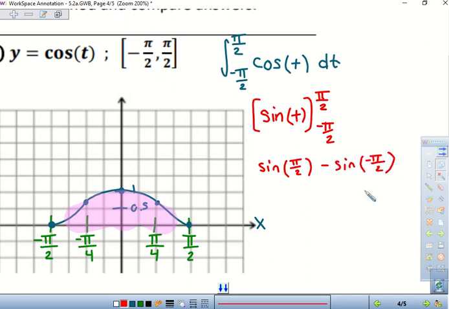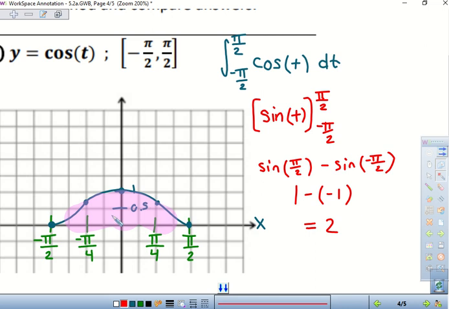Sine of pi over 2 is the same thing as sine of 90. What is sine of 90? Well, cosine of 90 is 0, so 1. So sine of negative 90 is negative 1, right? So it's going to be 2.